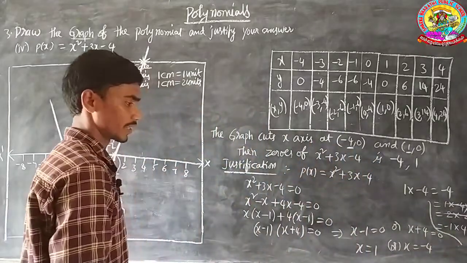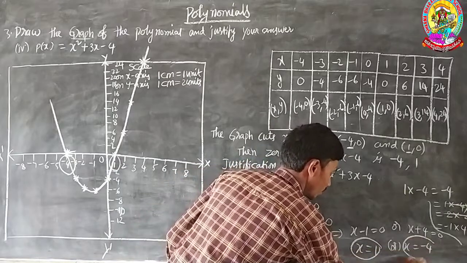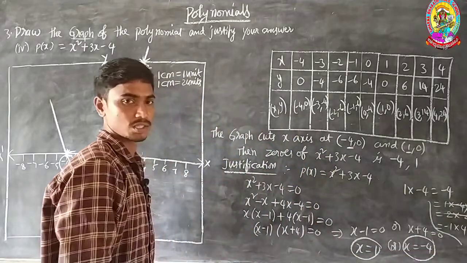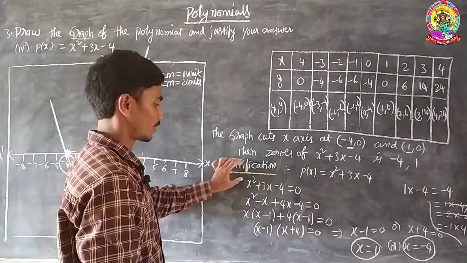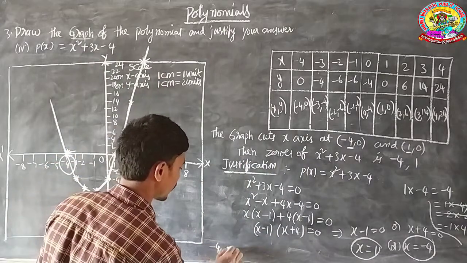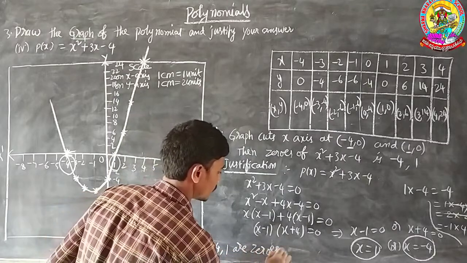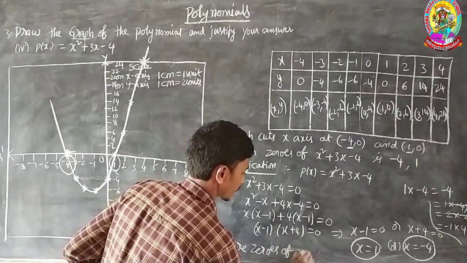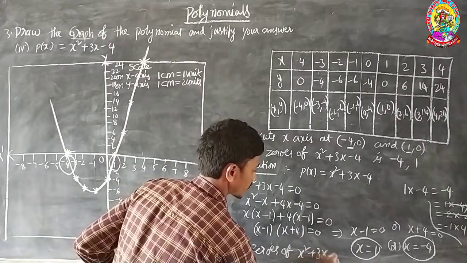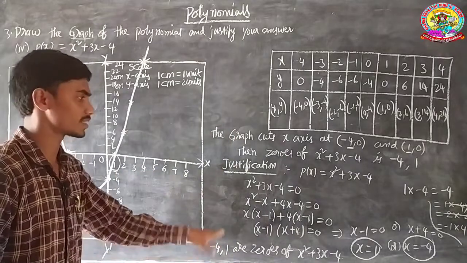So are you clear with that? x is equal to 1, x is equal to -4 are the zeros of the polynomial. So here you will write -4, 1 are zeros of x square plus 3x minus 4. Are you clear with that? So these are the steps.